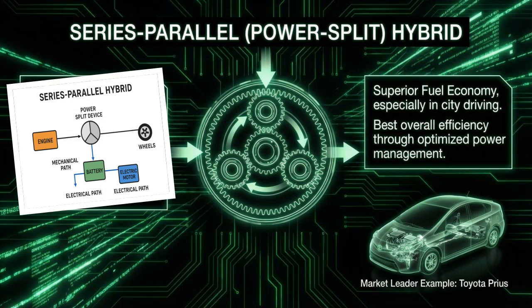Series parallel hybrids are the most advanced. They combine both architectures using a planetary gear set. Depending on driving conditions, the vehicle can behave like a series hybrid or a parallel hybrid. This gives excellent fuel economy, especially in city traffic, but the system is mechanically and electronically complex. Example vehicles are Toyota Prius and Toyota Camry Hybrid.